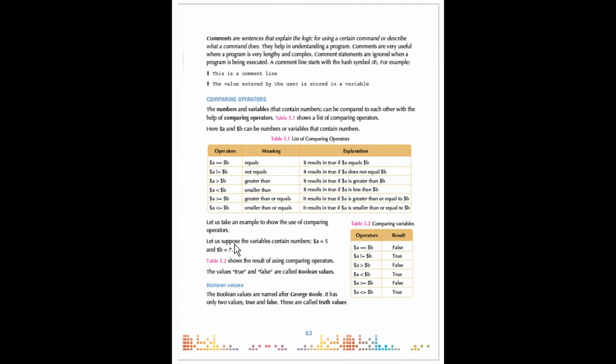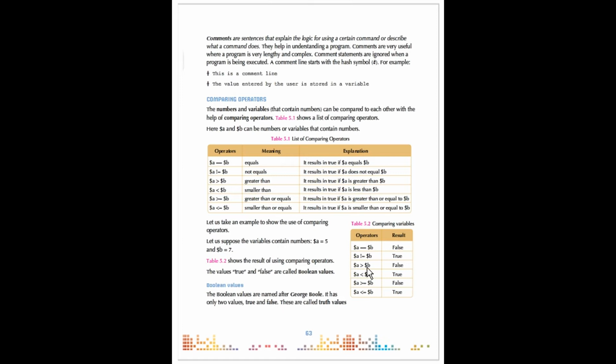Let's take some examples of using comparing operators. Let's suppose A is equal to 5 and B is equal to 7. If we put these values in the first, A equals B, 5 equals 7, so it's not equal. So we get the result false. A not equal to B: yes, 5 is not equal to 7, so we get the result true.